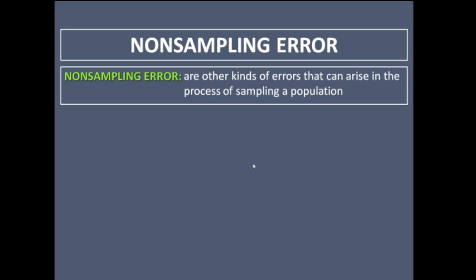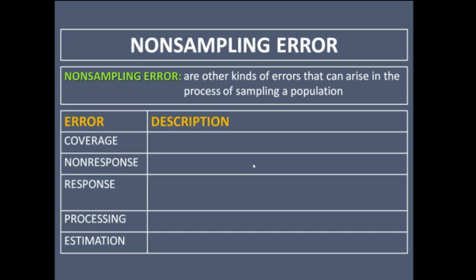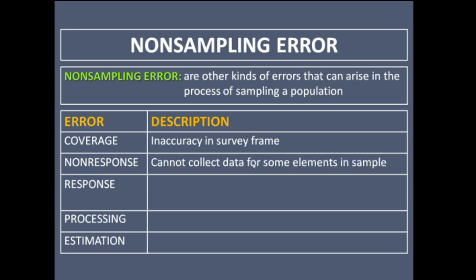There are 5 main types of non-sampling error. So the first one we'll look at is coverage. Coverage error simply means we have inaccuracy within our survey frame. Now remember, a frame was a list of all the possible elements within a population. So if our frame doesn't contain all the elements within the population, we've set ourselves up for error right off the bat. Non-response error is when for some reason we can't collect data from an individual within that population.